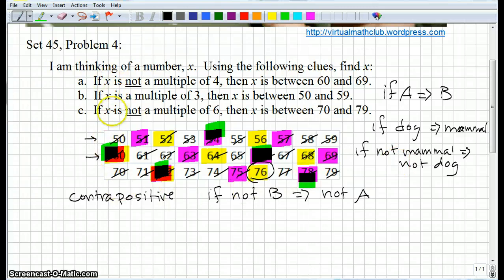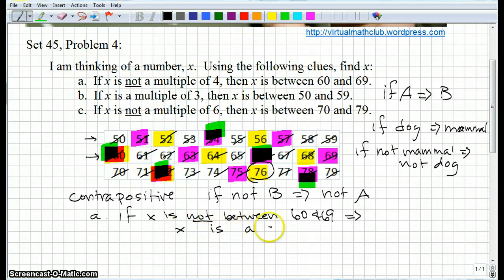So let's write the contrapositive of A, B, and C. So A, if we write the contrapositive of that, essentially we negate the statements and then switch them around, right? So we write the conclusion as the if statement. So if x is not between 60 and 69, then x is a multiple of 4. All right, that's the contrapositive of that first statement.